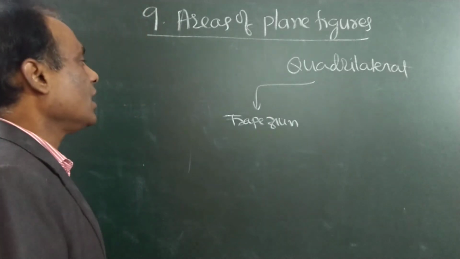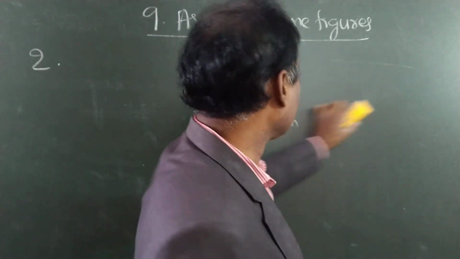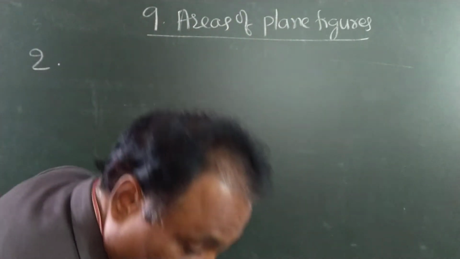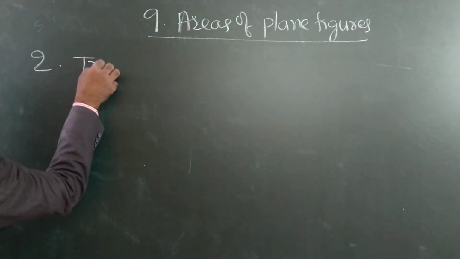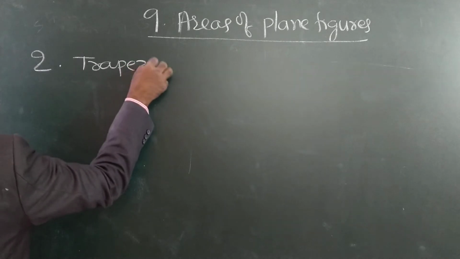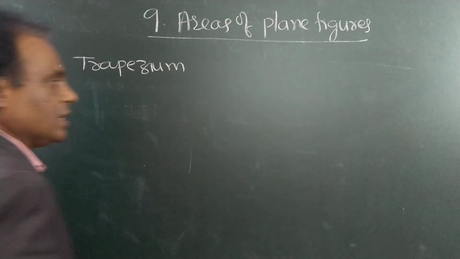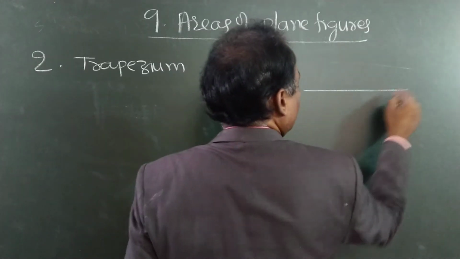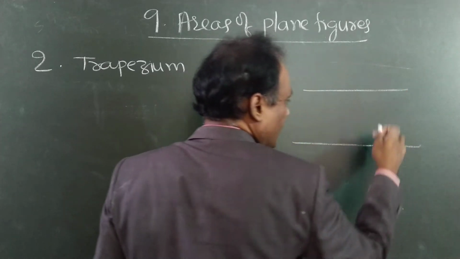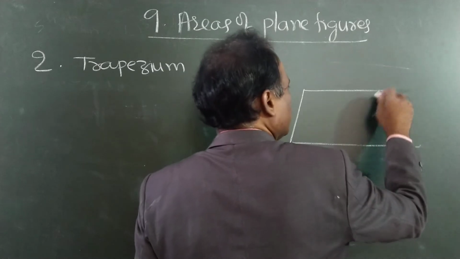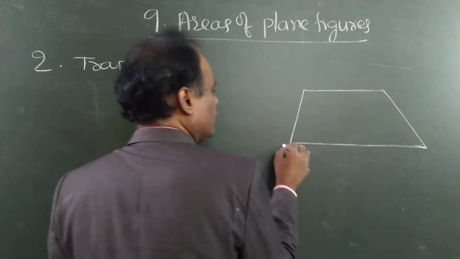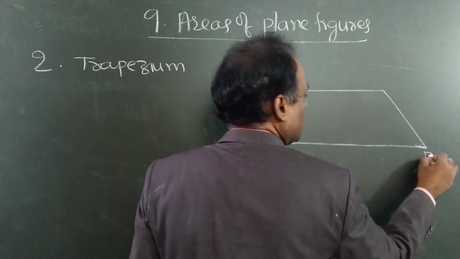So you studied some formulas in the lower classes. So let me write the formulas which you already studied in the lower classes. Now second formula, this is for trapezium. Write down. Trapezium means in a quadrilateral, if only two sides are parallel, other two sides are not parallel. This type of diagram is called trapezium.